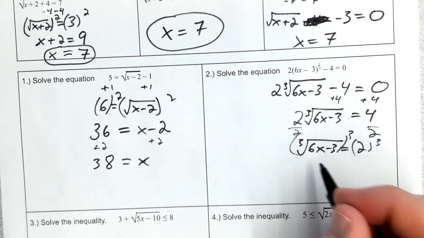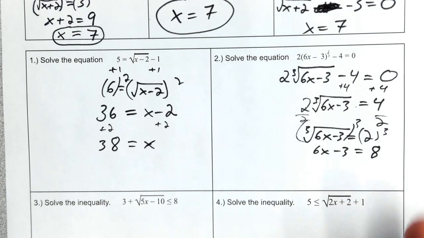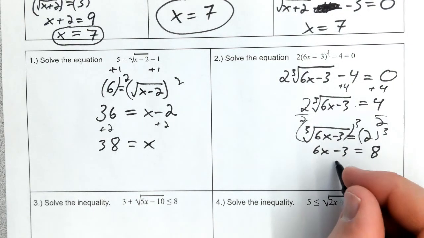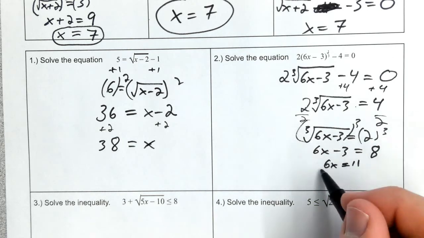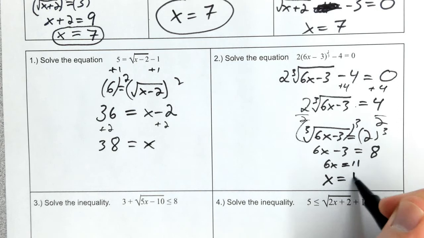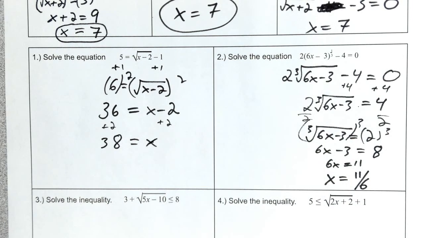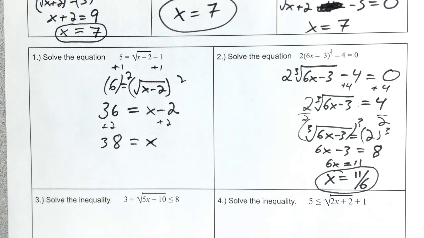So on the right I'll get 8, so I'll get 6x minus 3 is equal to 8. And then I'm just going to solve this linear equation. So I'm going to add 3, I'll get 6x equals 11. And then divide by 6, so I get x equals 11 over 6. All right. And that's not going to be a nice number when you graph it. So it's sort of nice to do the algebra because you can get the exact fraction here without the ugly decimal.